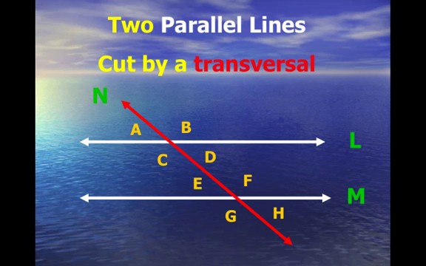Now, we wanted to see alternate interior, so all we cared about were C, D, E, and F, the inside angles. An example of alternate interior angles would be angle C and angle F. They have the same exact value, they are congruent. 2 other alternate interior angles would be angle D and angle E.